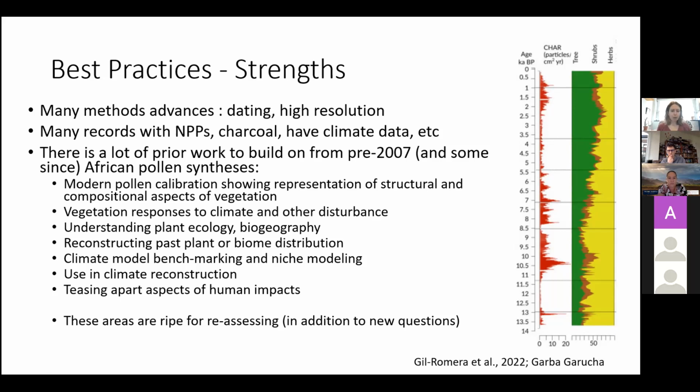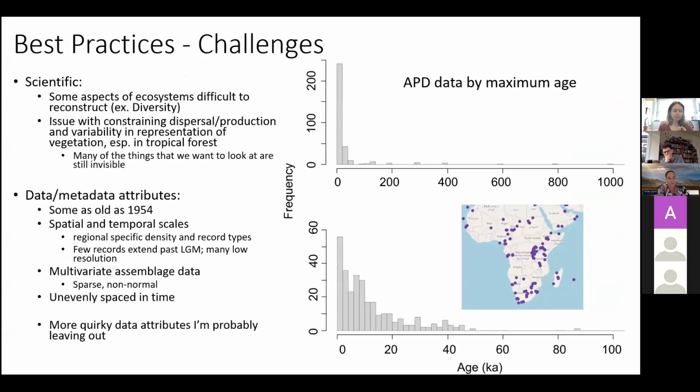So there was a lot of prior work with the previous APD holdings prior to 2007. And I'm not going to go through all of these different types of paleoecological research questions that were evaluated with previous APD holdings. But these areas are really ripe for reassessing with this new, more metadata-rich and multidimensional paleoecological data, in addition to a lot of new questions as well.